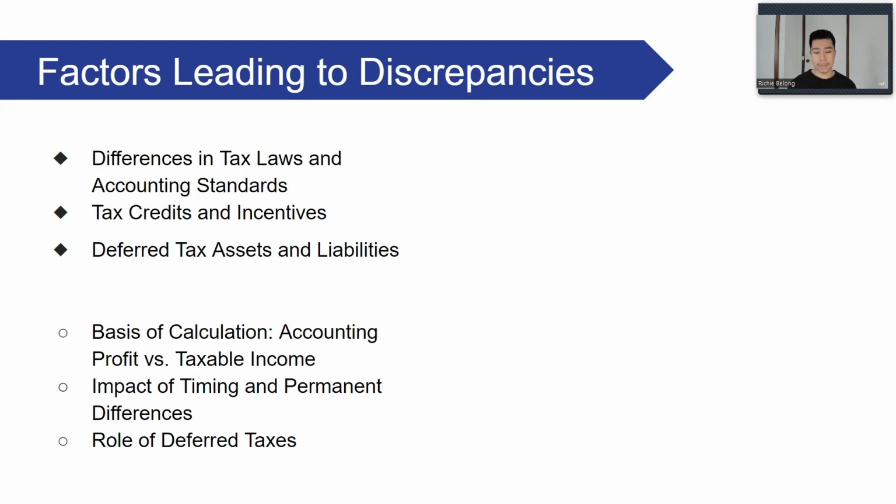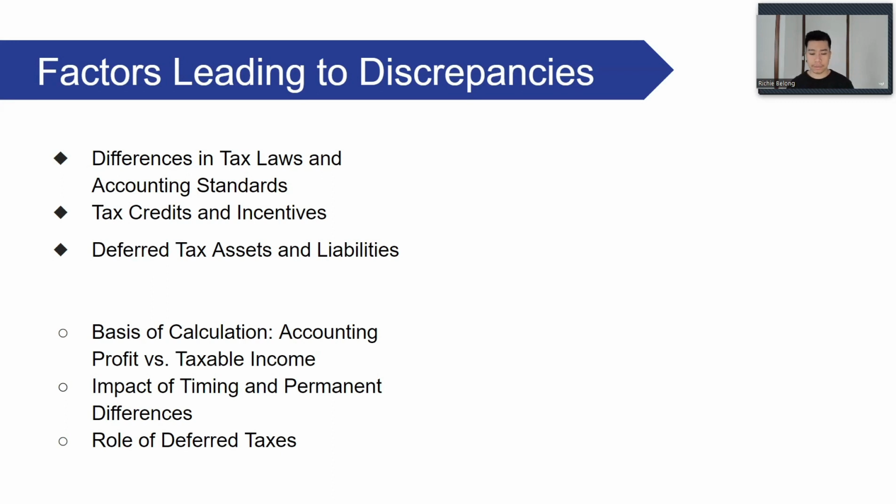Deferred tax assets and liabilities further complicate this. They originate from temporary differences between the carrying amount of an asset or liability and its tax base. For example, if you depreciate an asset differently for accounting purposes than for tax purposes, this creates a timing difference that results in deferred tax.